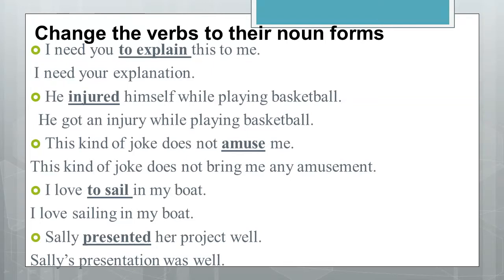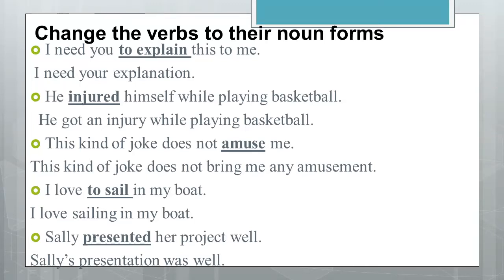Let's put it into a sentence. I need you to explain this to me. The sentence would be, I need your explanation. If we say, I need you explanation this to me, this would be an incorrect sentence. To make this sentence correct, we need to change the whole sentence. And the correct sentence would be, I need your explanation.